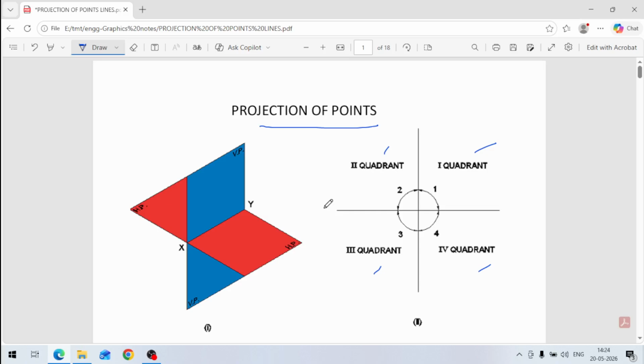Okay, so we consider this as the first quadrant here. This is our straight line, the horizontal plane. This is the vertical plane, and this is the first quadrant. Then if we go anti-clockwise, this will be the second quadrant, then the third quadrant, and then the fourth quadrant. Okay, so let us discuss.